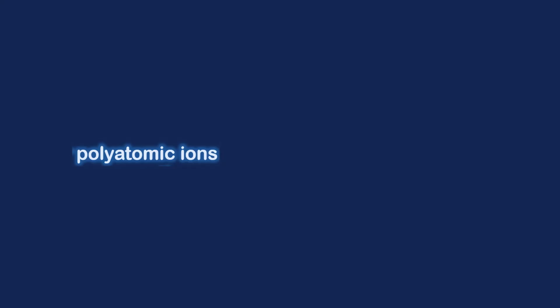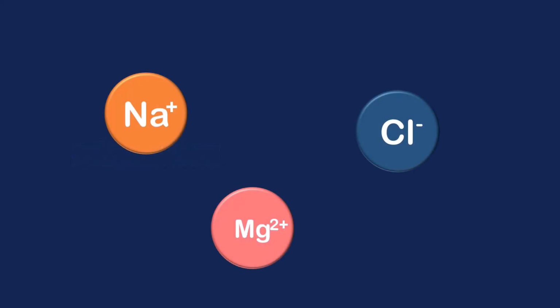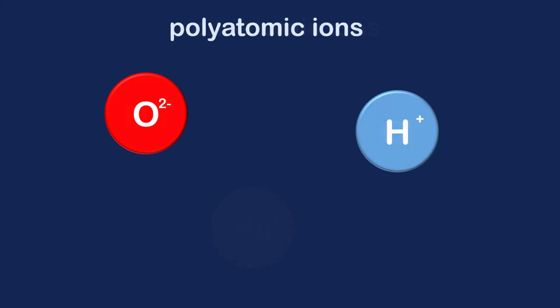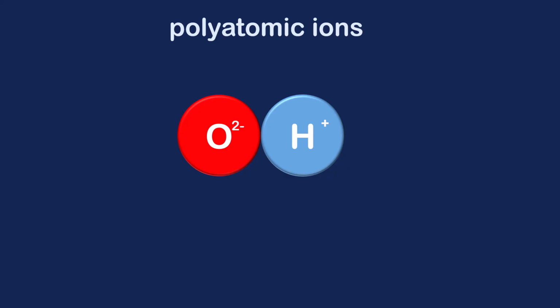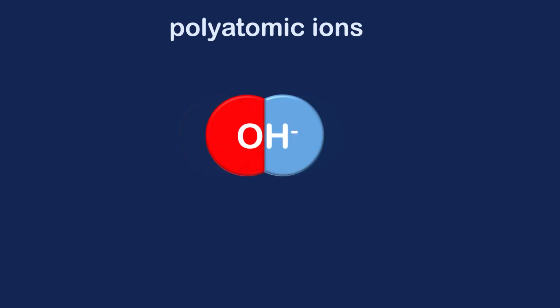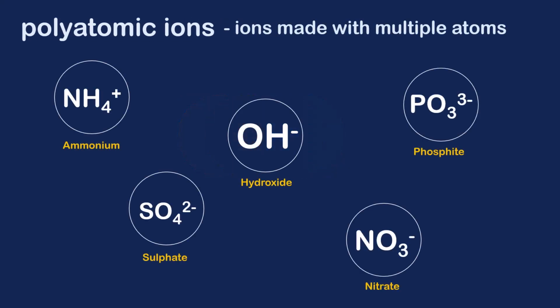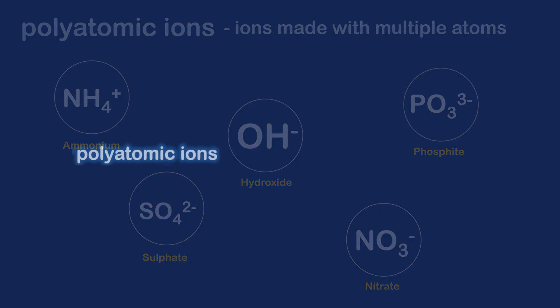Firstly, what are polyatomic ions? So we already know about ions like Na+, Cl-, Mg2+. These are called monoatomic ions because they are formed with just one type of atom. Polyatomic ions are formed when 2 different atoms bond and form an ion, like OH-, called hydroxide. Other polyatomic ions include nitrate, sulfate, phosphide, etc. Okay, coming back to the rule.